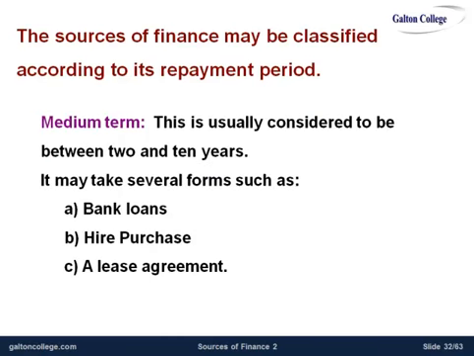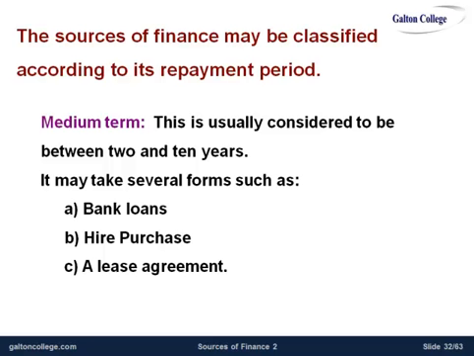In the medium term, that's usually between 2 to 10 years. Again, rough time periods. It may take several forms, such as a bank loan, a hire purchase, or a lease agreement. Hire purchase, you buy it and you pay for it as you use it, or a lease agreement where you don't actually own the machine, or you don't own the car, you just lease it. You get to use it and you pay in return.